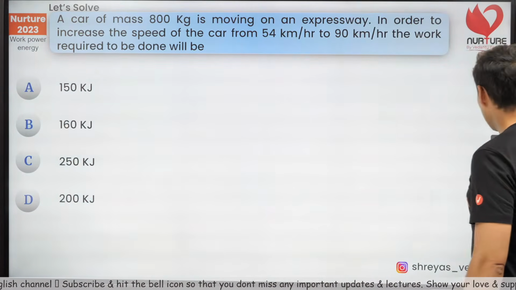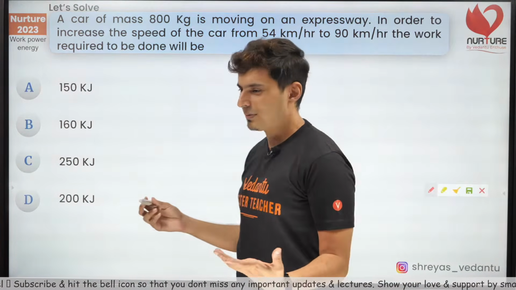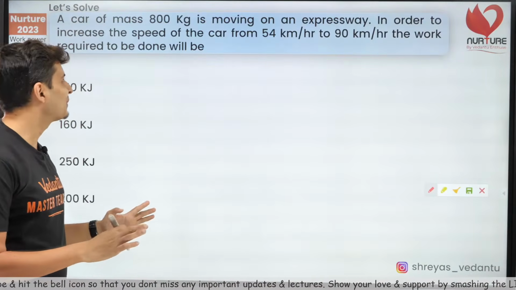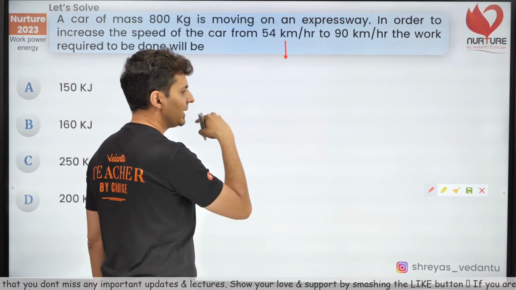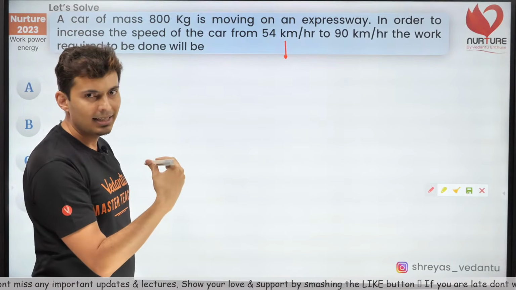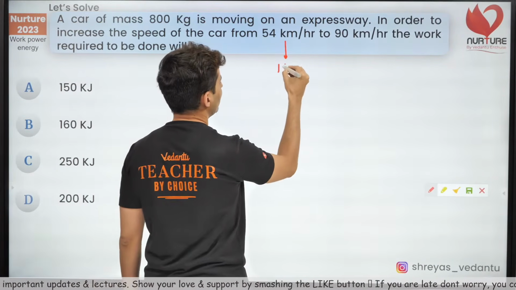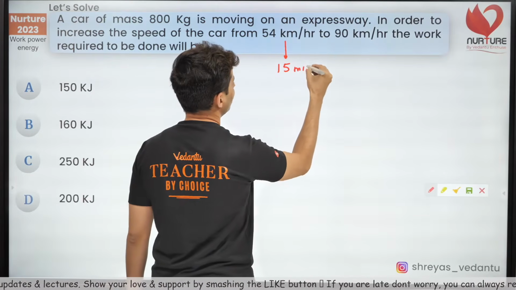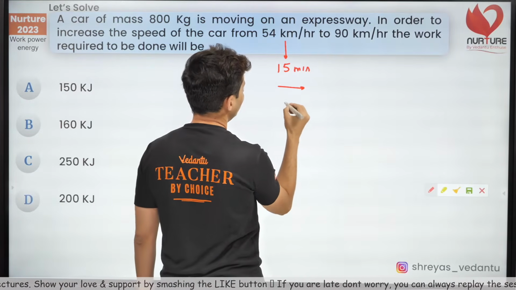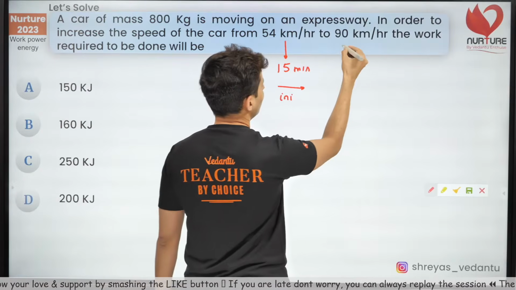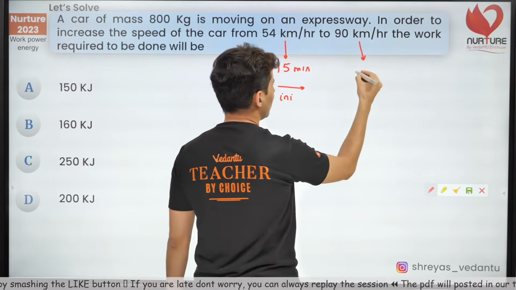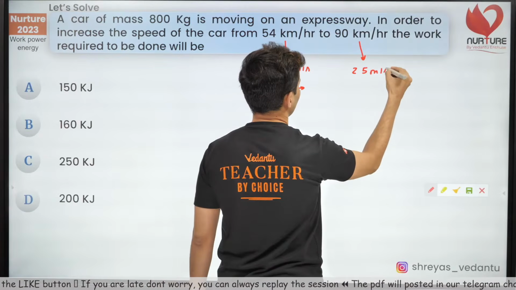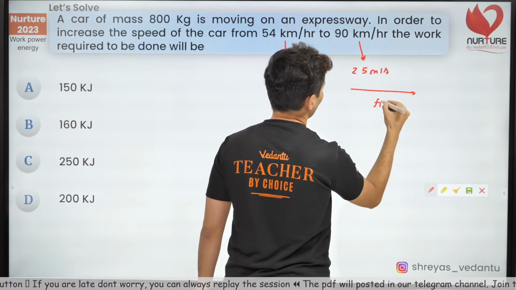So now you might be like, sir, what's so special about this question? I'll tell you what is so special about this question. You see, 54 kilometers per hour multiplied by 5 by 18, and you're going to see this is nothing but 15 meters per second. This was initial speed. And this one over here, multiplied by 5 by 18, that's 25 meters per second. That's the final velocity.